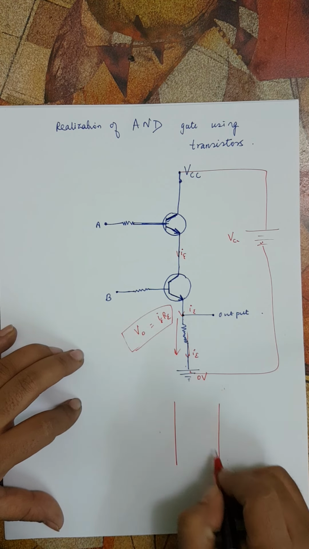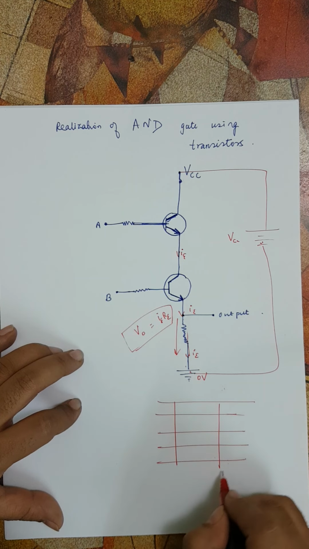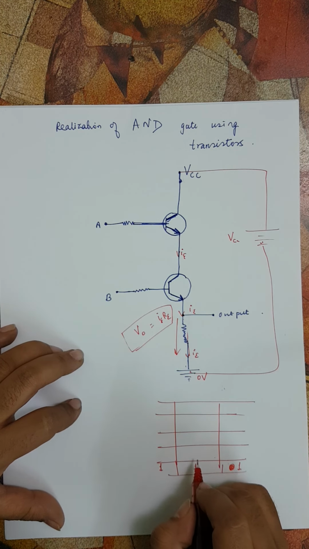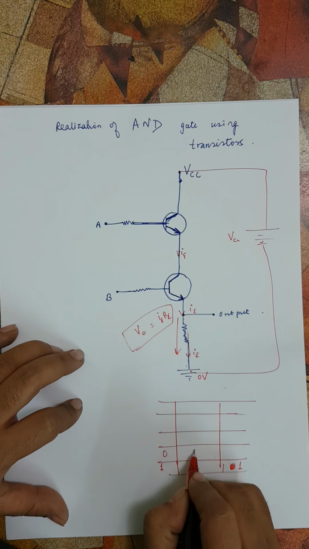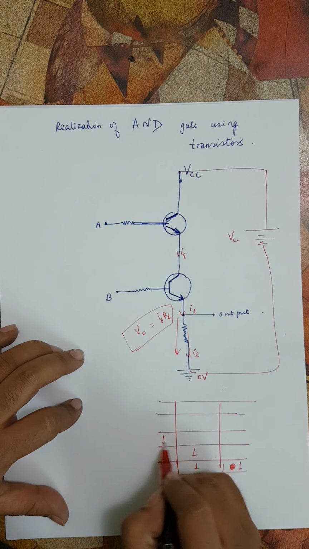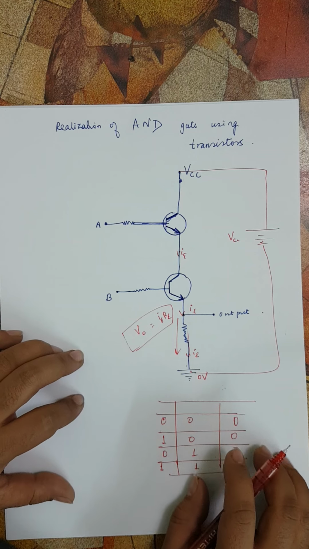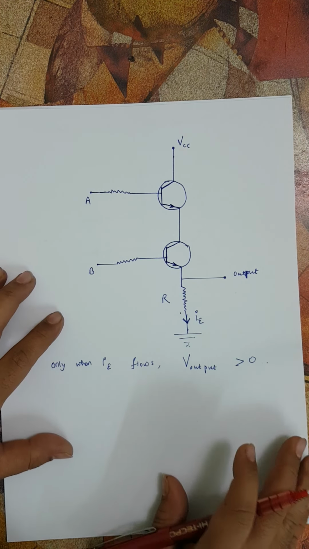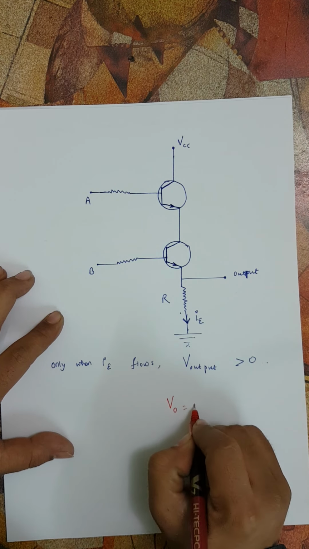So for a non-zero output, that means output one, both of them should be properly forward biased. Both of the base emitter PN junctions should be properly forward biased. If one is not working, gone. If one is not working, gone. If both are not working, gone again. 0 0 0. So this is what an AND gate is. Okay, the same thing which I have done here. So the output voltage is IE RE.